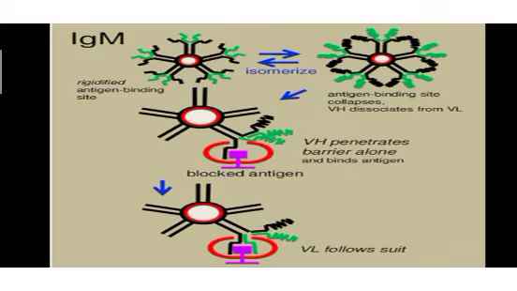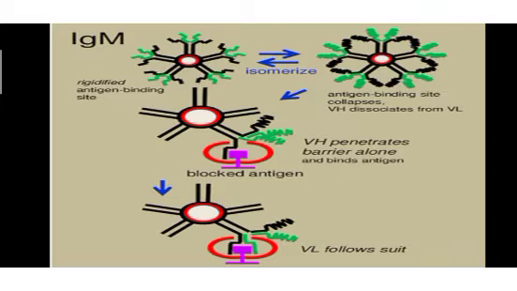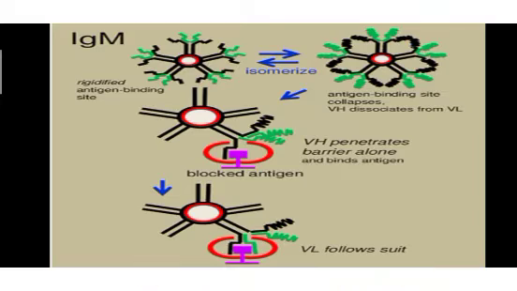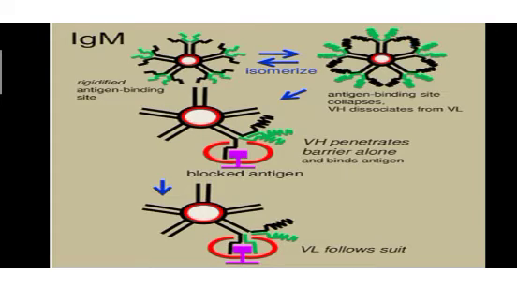It is responsible for agglutination and cytolytic reactions since, in theory, its pentameric structure gives it 10 free antigen binding sites, and it possesses a high avidity. Due to conformational constraints, amounting to the 10 Fab fragments, IgM only has a valence of 5. Additionally, IgM is not as versatile as IgG, however, it is of vital importance in complement activation and agglutination.